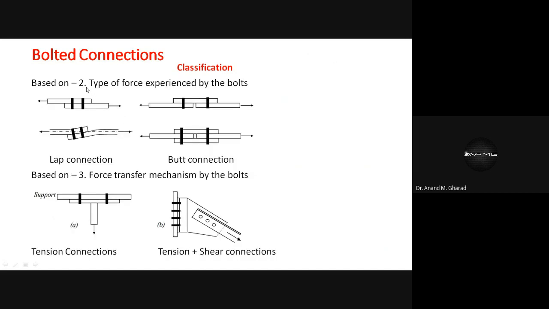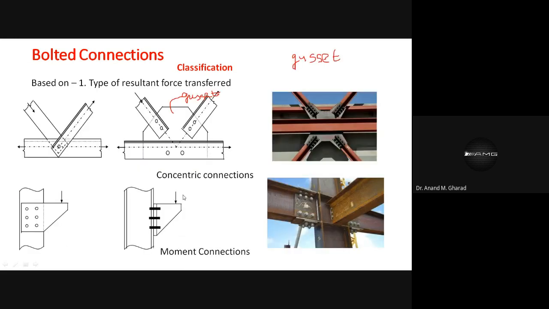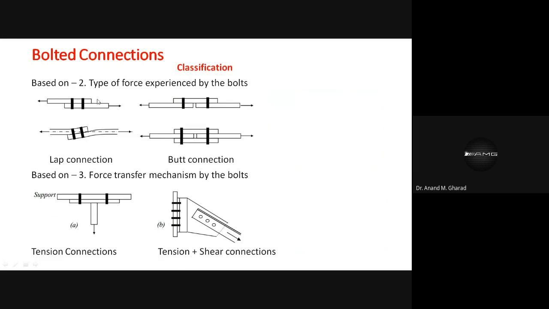Then second, based on the type of force experienced by the bolts. So you can say over here the bolts are experiencing a certain type of force. However, when there are typical connections wherein the bolts are under major forces, based on that the classification is also carried out. So what are the different types?